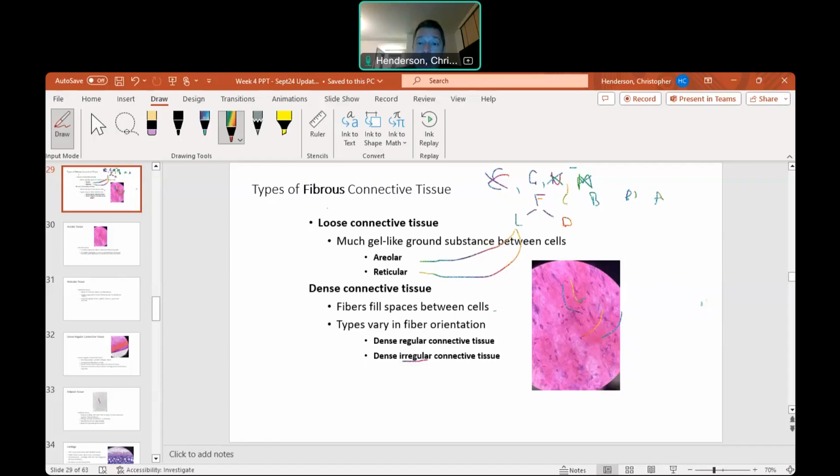They don't have vascular. Then we're going to have reticular. We're going to find this as the scaffolding for our immune organs, for our lymph nodes, our tonsils, our spleen.